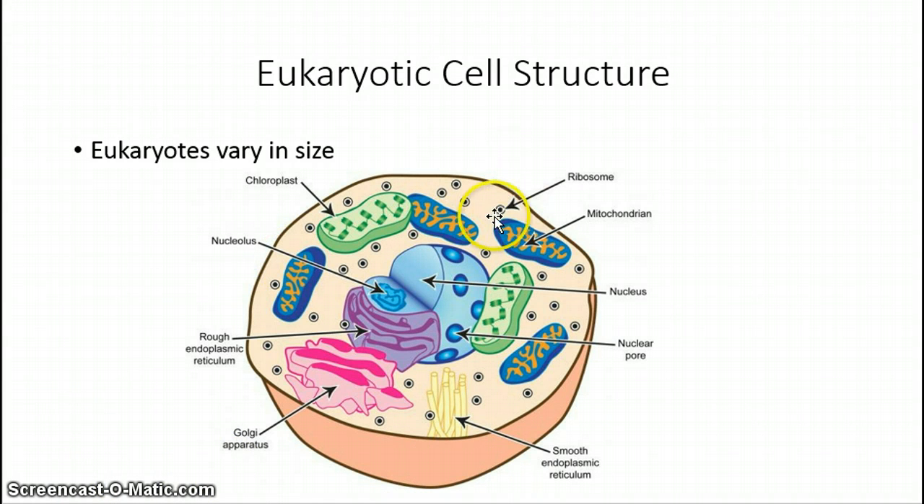Next, we have this blue-orange thing, which is the mitochondrion. The mitochondrion has a double membrane which surrounds the mitochondria. The inner of these membranes is invaginated to form structures called cristae. They produce ATP for cell respiration.